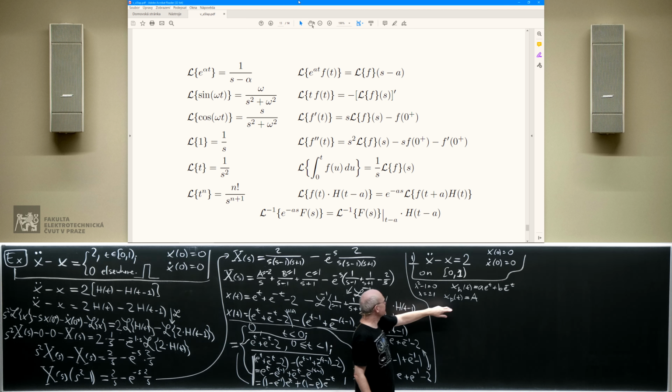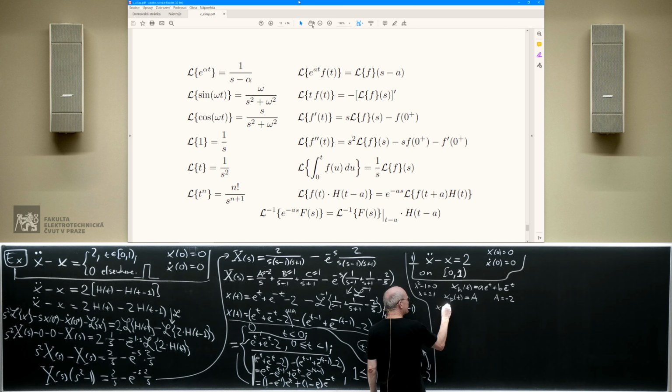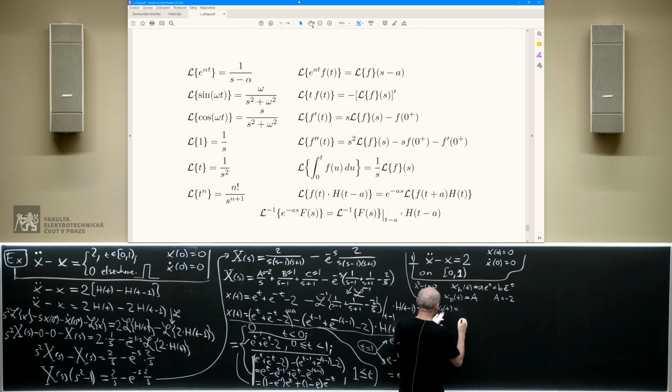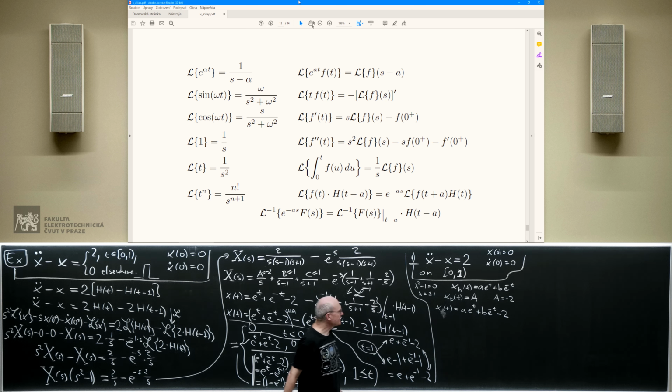And let's have a look at it. We take a, we substitute into the second derivative, it disappears. Minus a is 2, a is negative 2. So the general solution for the first part, let's call it x1. x1(t) is, well, perhaps it's not x1 yet. I will erase it. I will get to it soon. So x(t) is a e to t plus b e to negative t minus 2. That's the general solution. But now the initial conditions kick in.